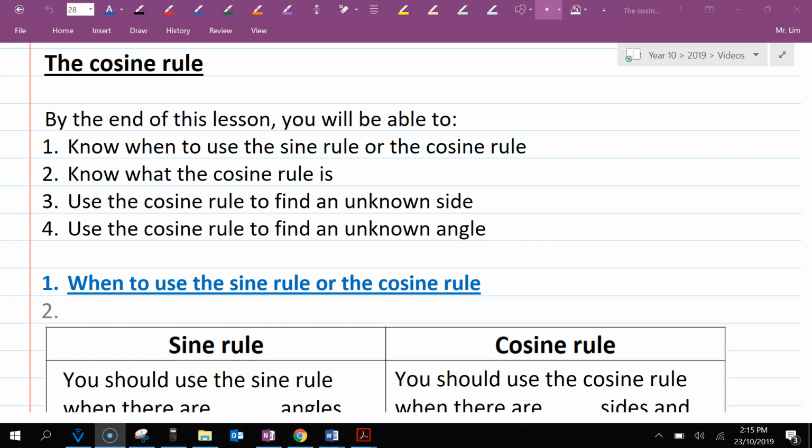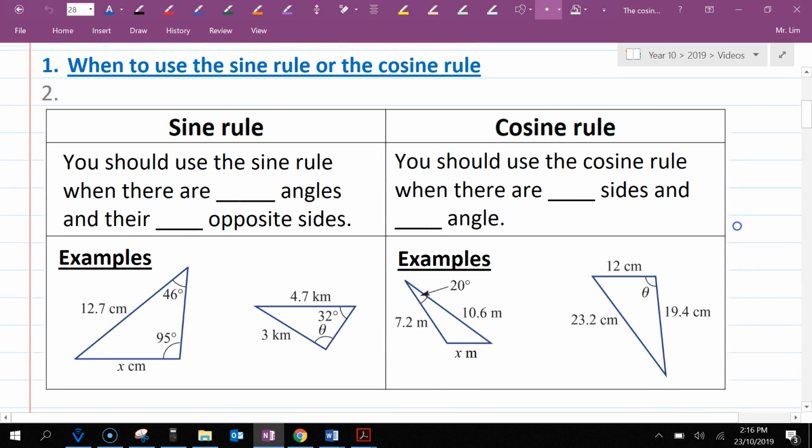By the end of this lesson you'll be able to do these four things: know when to use the sine rule or the cosine rule, know what the cosine rule is, and use the cosine rule to find an unknown side and find an unknown angle. So, when to use the sine rule or the cosine rule.